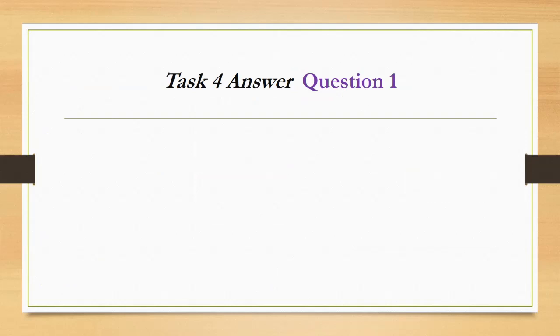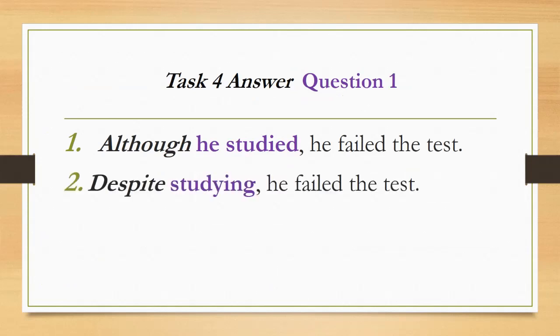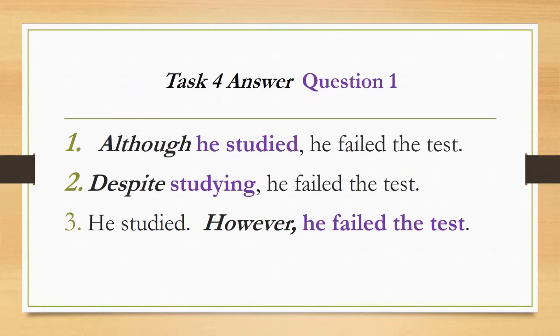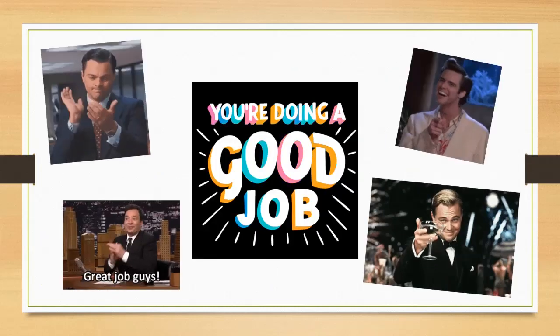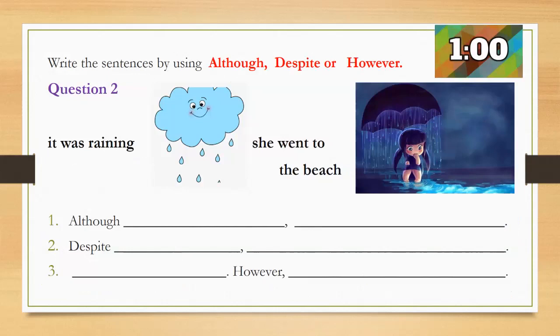Let's have a look at the answer. One is: Although he studied, he failed the test. Two is: Despite studying, he failed the test. Three is: He studied. However, he failed the test. You are doing a good job.